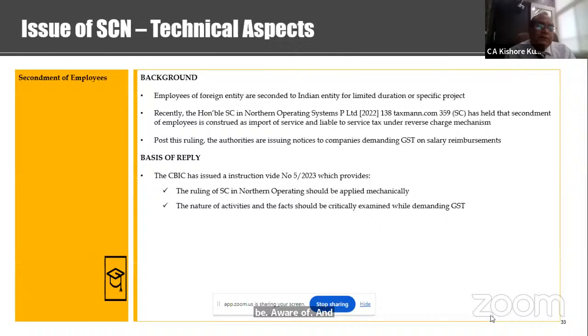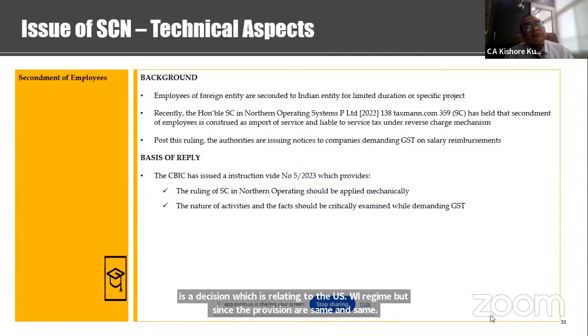Another important topic, which is quite recent, quite hot, is secondment of employees. Friends, we have seen that, especially after the recent Supreme Court decision in the matter of Northern Operating, which has held that secondment of employees is construed as import of service, and it is liable to service tax under the reverse charge mechanism. Friends, this is a decision which is relating to the erstwhile regime, but since the provisions are same and same, it has been borrowed under the GST law, the same principles would apply.